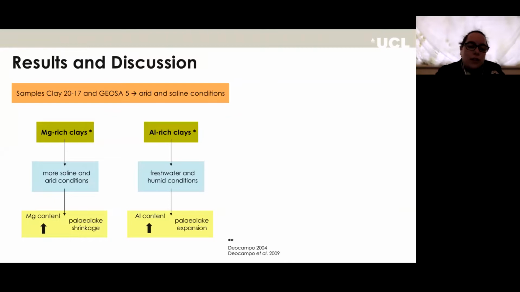This characterization is important because aluminium and magnesium-rich clays provide crucial information on the expected transformations that occurred in the Olduvai Basin. Magnesium-rich clays are associated with saline and arid conditions, and increases in magnesium have been associated with paleolake shrinkage. On the other hand, aluminium-rich clays are associated with freshwater and humid conditions, and increases in aluminium have been registered for periods of lake high stands.